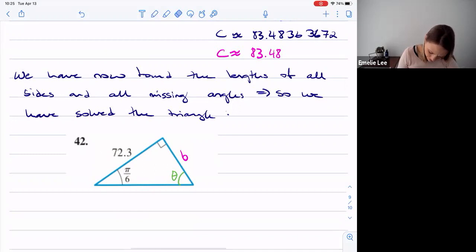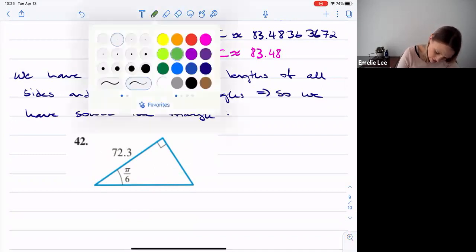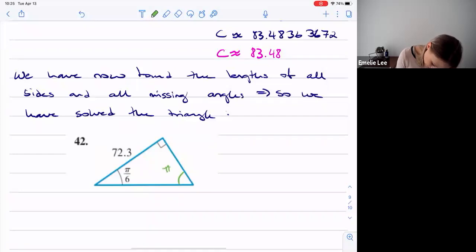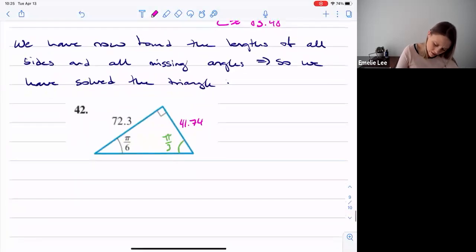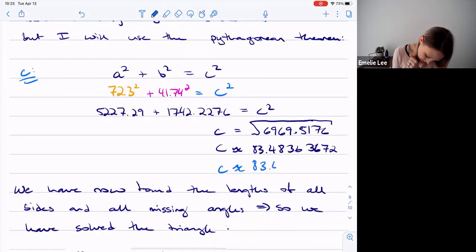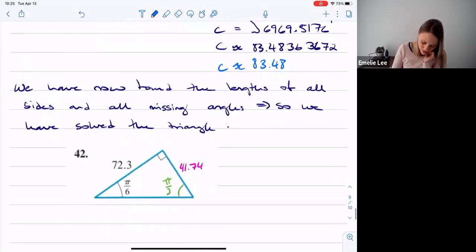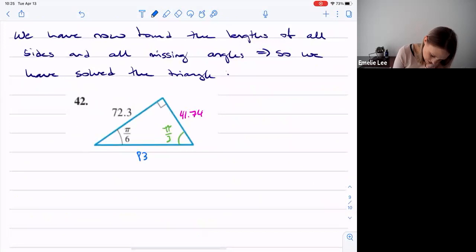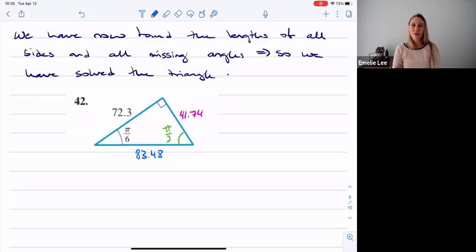Which, if we jot this down here, this angle was pi over 3. This length was 41.74 roughly. Oh, I used the wrong color here. Not that it really matters, but it could get confusing. There. And a length of 83.48. Right. We have all three sides, we have all angles, we solved it.